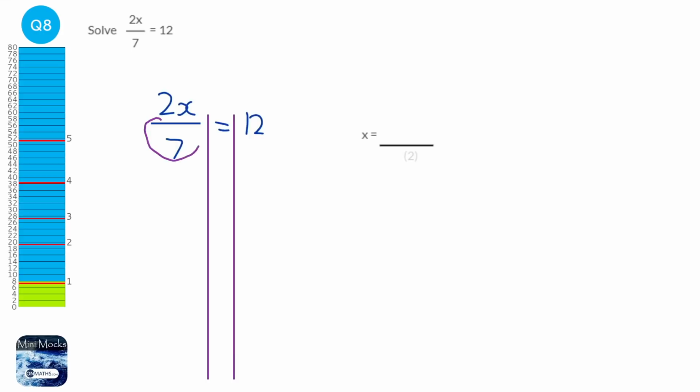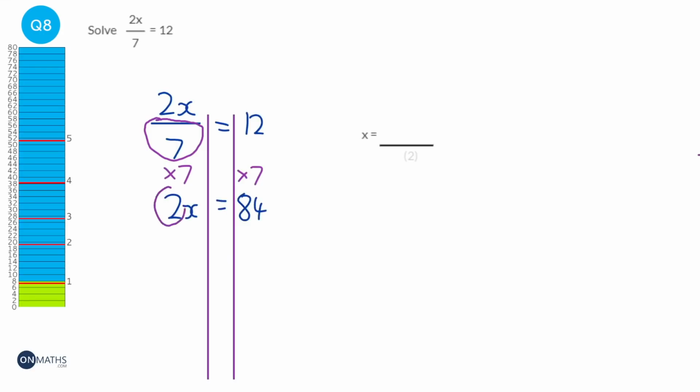We've got this over 7. Now over basically means divide. So to get rid of it, what we're going to do is times both sides by 7. So on the left hand side we've got this 2x. On the right hand side we've got 12 times 7, which is 84. Next thing we need to get rid of is this 2. Well, that's a times 2, so the opposite of times 2 is divide by 2. So we've got x equals 84 divided by 2, which is 42.